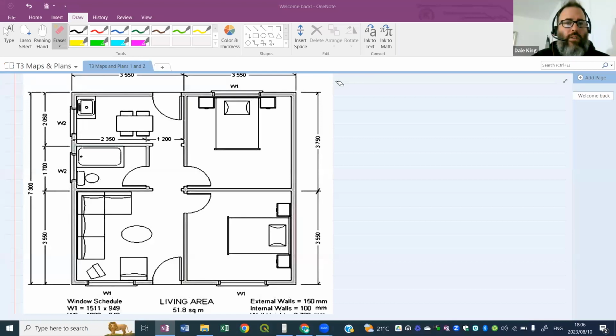5 doors, 5 windows. Okay, let's check it out. 1 door, 2, 3, 4, 5 doors and windows. Let's go up to the top here. I'll mark in blue. 1 there, 1 there, 1 there, 1 down here, 1 over here. So yes, it looks like we've got 5 doors and 5 windows. Yes, 5 doors, 5 windows.